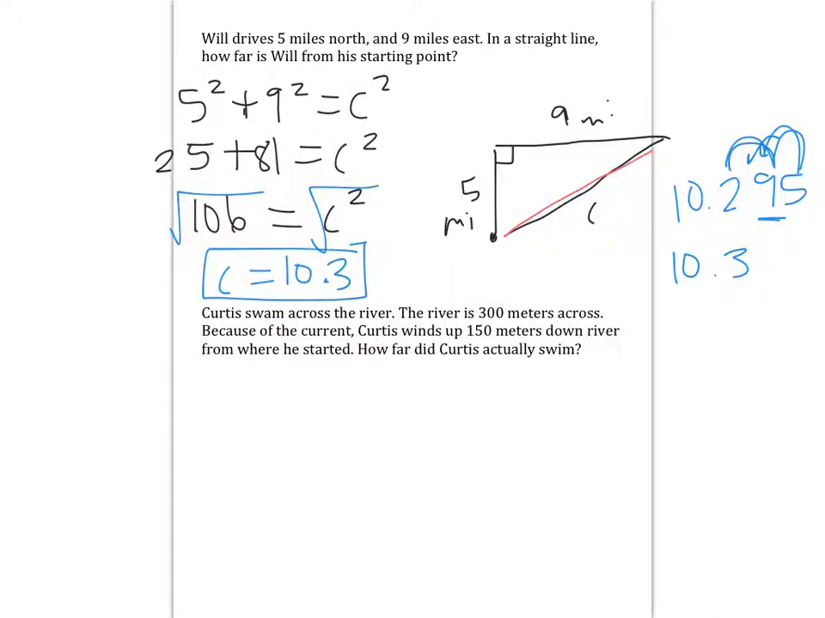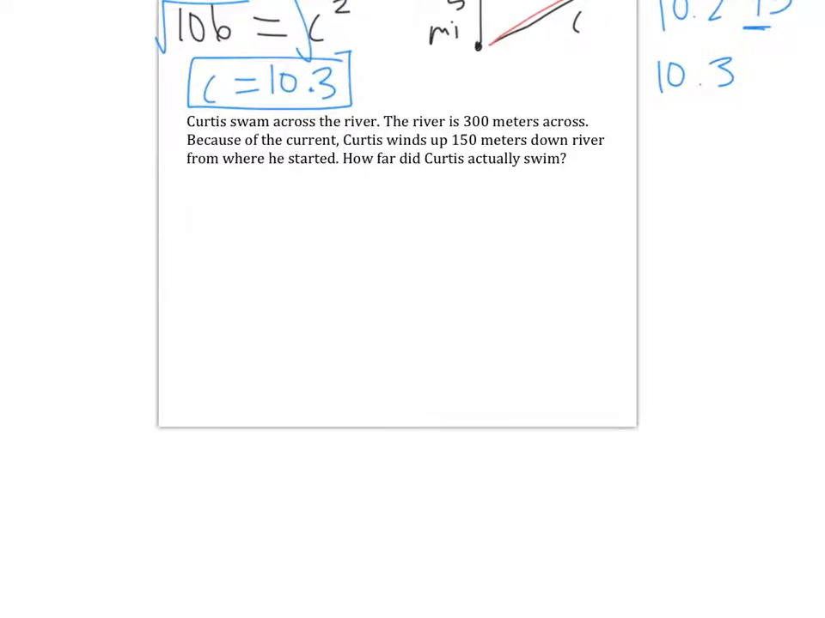Okay, let's look at our last problem here. Okay, Curtis swam across the river. The river is, and there was a typo there, let's change that 300 to 400, is 400 meters across. Because of the current, Curtis winds up 150 meters downriver from where he started. How far did Curtis actually swim?